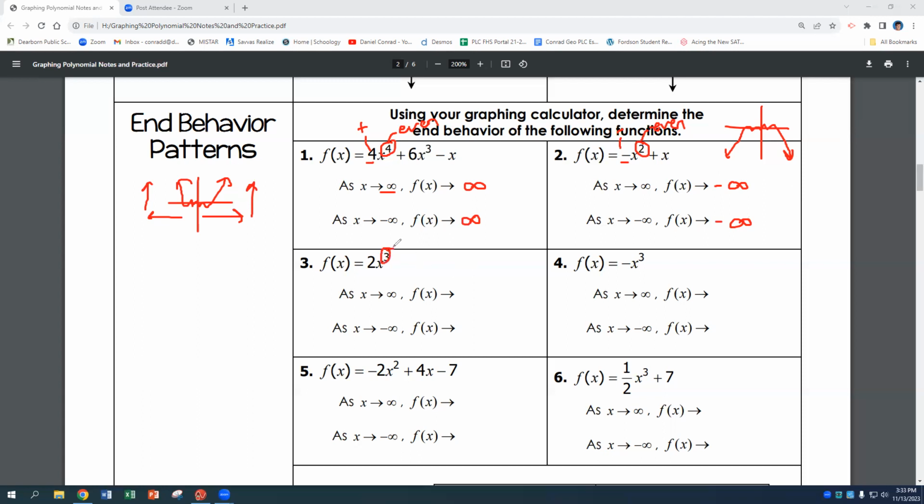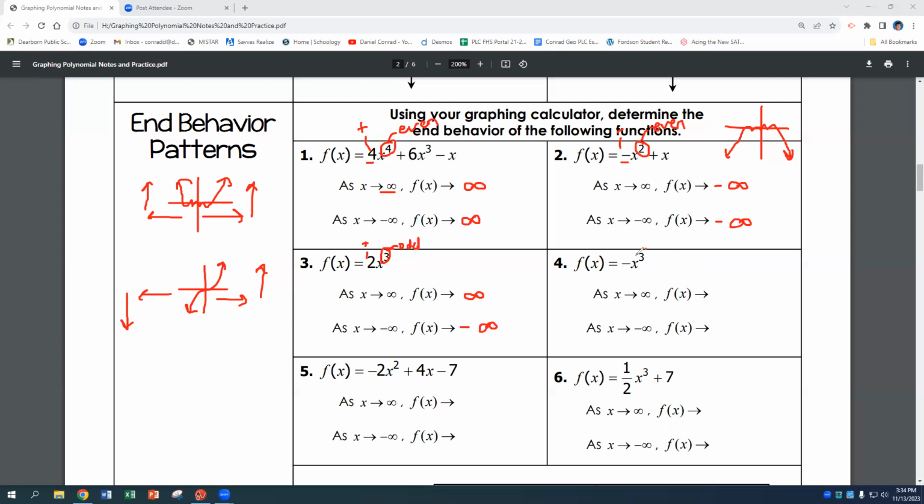Okay, this one we have odd and positive. So it's going to look something like this. So as we go to the right, it's going to go up towards infinity. As we go left, it's going to go down towards negative infinity. As you go right, it goes up. As you go left, it goes down.